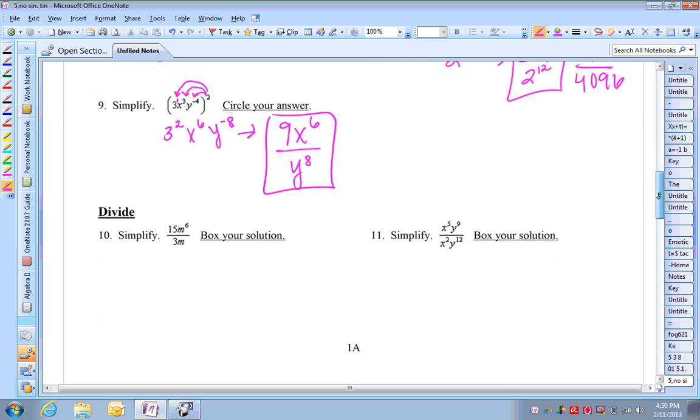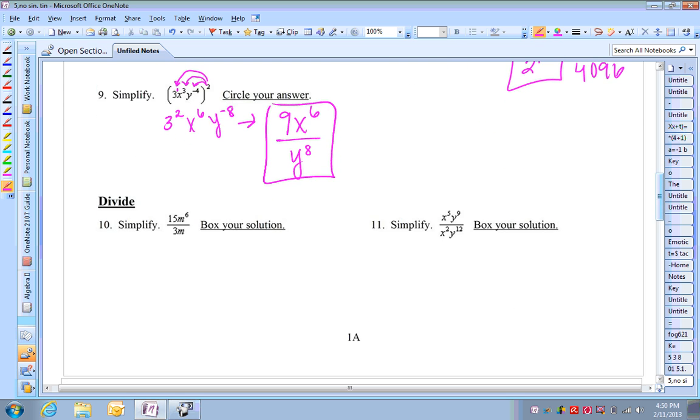Moving on to the dividing problems. Here they're asking us to simplify 15m to the 6 divided by 3m. So we divide our coefficients first, 15 and 3, and then we'll divide our m terms, m to the 6 and m. Now, when we divide our coefficients, 15 divided by 3 gives us 5. And then when we divide m to the 6 by m, we are dealing with the same bases but different exponents, so we subtract and we get m to the 5th.